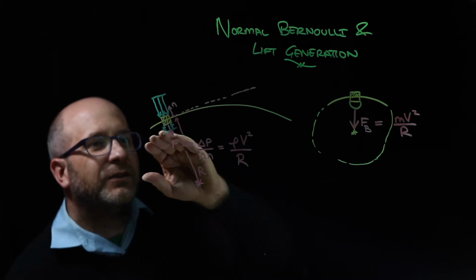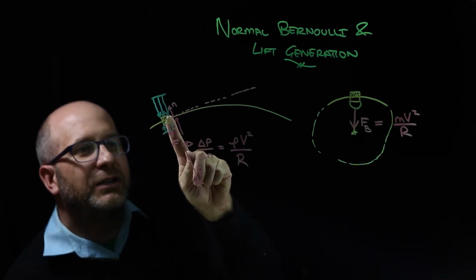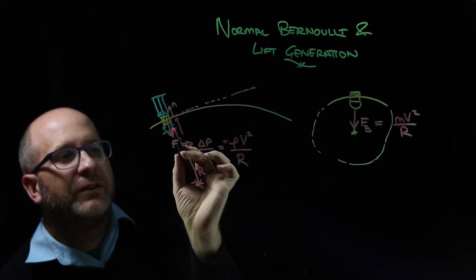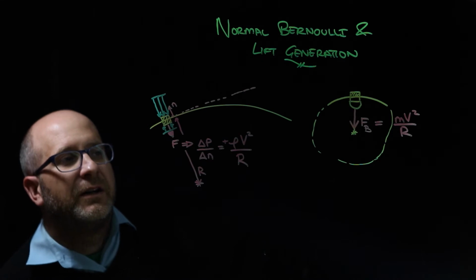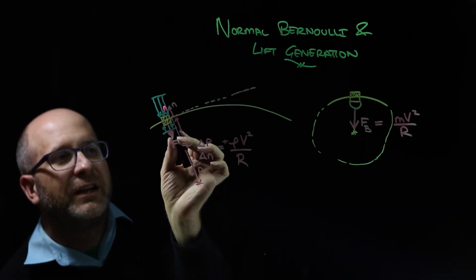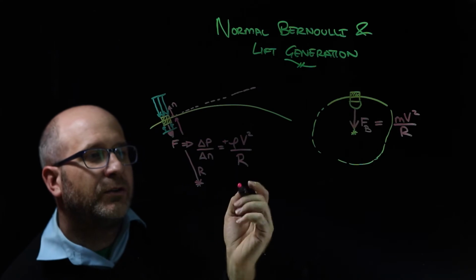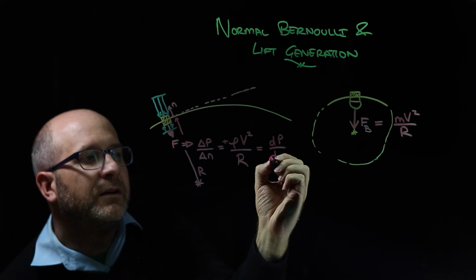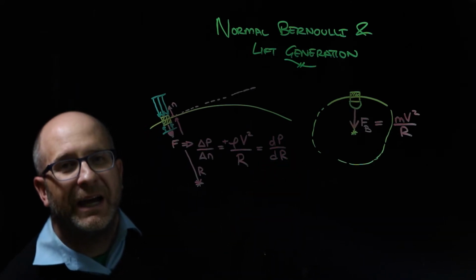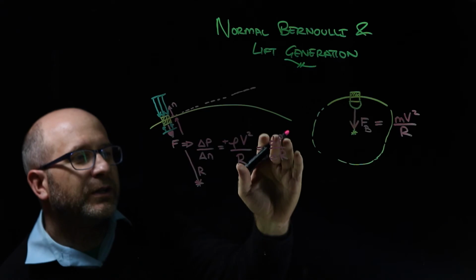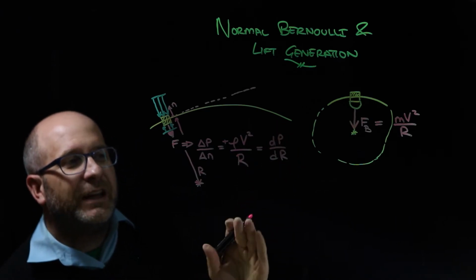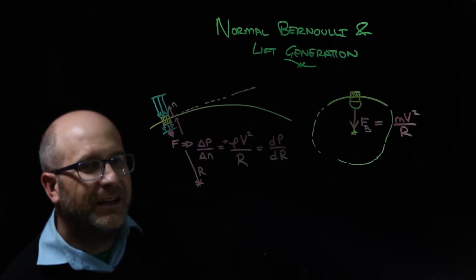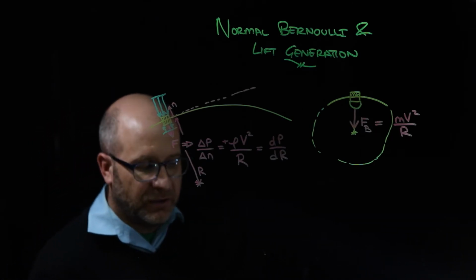So if we take a look at this instance, we can see the pressure change in the normal direction has to be positive, right? So in other words, as we go from here to here, the pressure has to be increasing as we go outwards along the radius. So I'm going to actually rewrite this as dp dr, right? So dp dn or dp dr. So this is the pressure in the radial direction is increasing as we go away from the center of the radius of curvature. So let's take a look at how this actually applies to an airfoil.